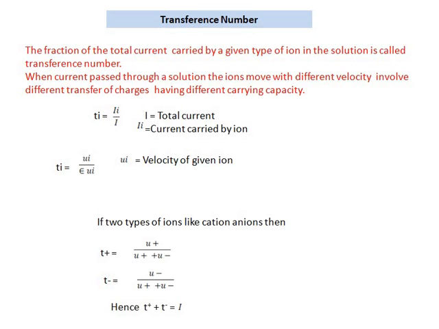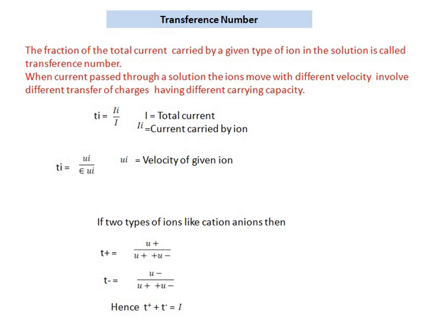Transference number is used to determine the fraction of the total current carried by a given type of ion in the solution. When current is passed through a solution of an electrolyte, what happens? The ions of the electrolyte migrate and therefore they carry current through the solution.